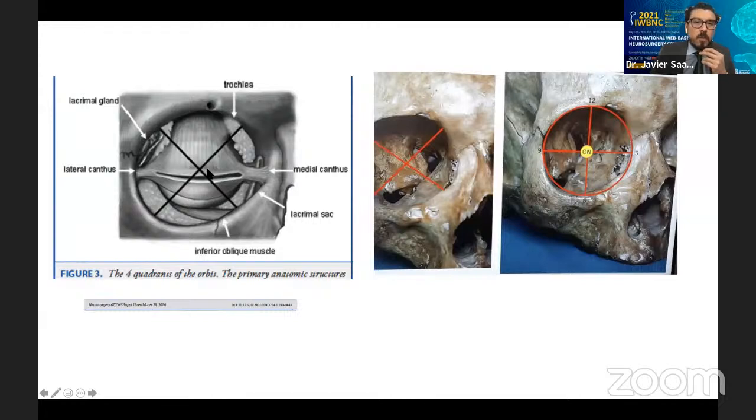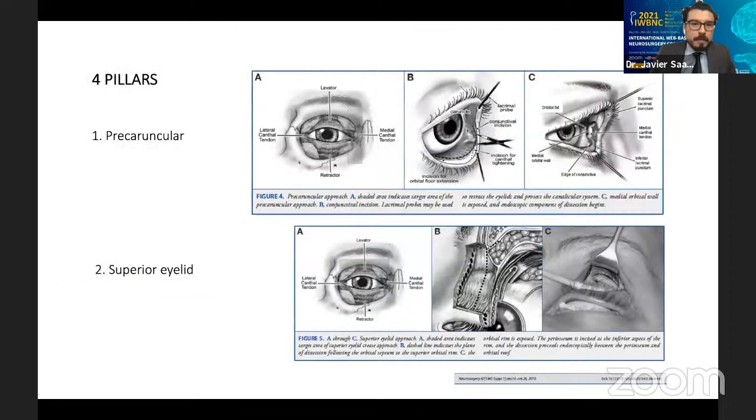And this is, of course, useful from an anatomical point of view, but it's not really very useful from a surgical point of view, because the bony anatomy is not really like that. So you have different papers trying to summarize in a different way how the orbit can be accessed. And so you have different types of quadrants. But as I said before, this is not really useful from the surgical point of view.